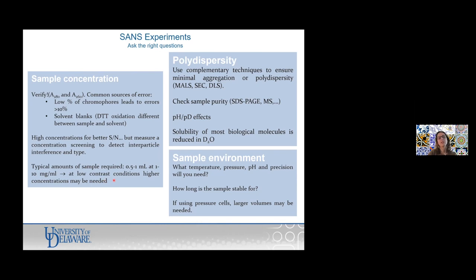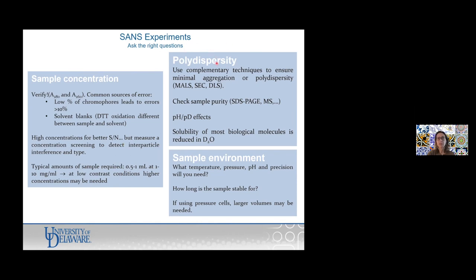Now, if you've never done a SANS experiment and you're wondering how much sample you need, typical amounts of sample are about 0.5 to 1 mL, and the concentration can be anything from 1 to 10 mg/mL. That depends on the scattering cross section of your sample. But remember that if you're going to use low contrast conditions, so when you're going to come closer to the signal of the buffer to the signal of your sample, the intensities will be lower, so then you might want to use a higher concentration. So think about these things when you're planning an experiment, or talk to an instrument scientist, and they can also give you a few recommendations.